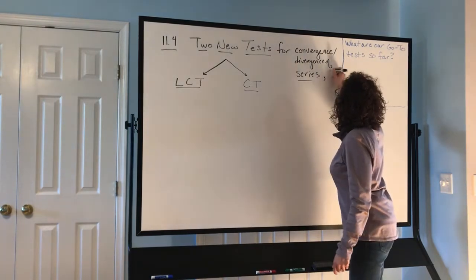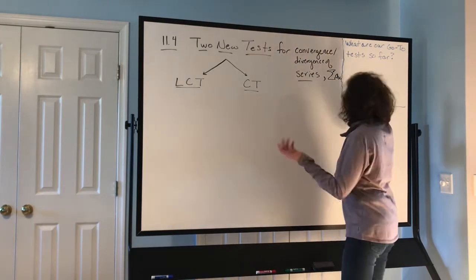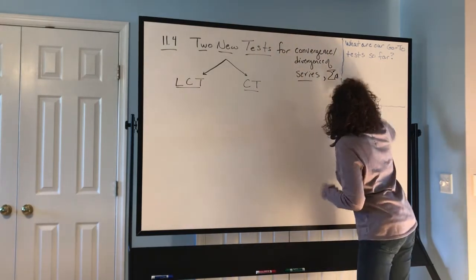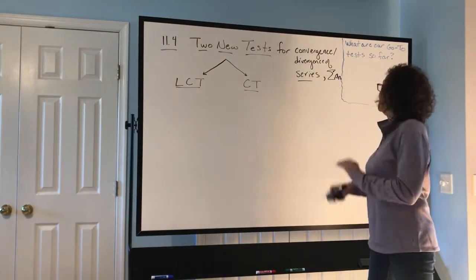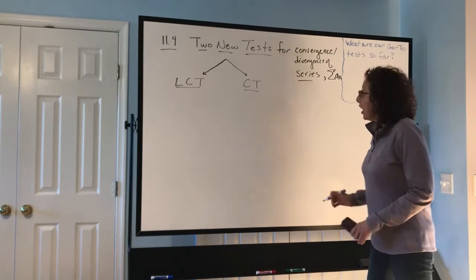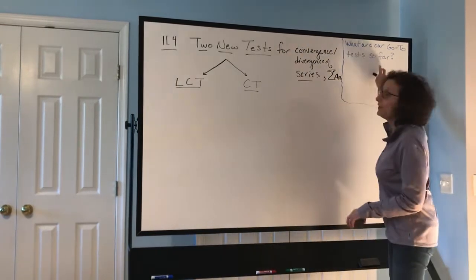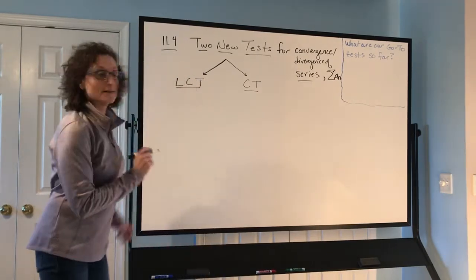What's our favorite way to write a series? Sum a sub k or a sub n. Your book uses n. I'll keep trying to use n. Sum a sub n, it doesn't matter, right? Okay, summing infinitely many things. Alrighty, so hopefully you thought about this, and now let's write down what these things are.